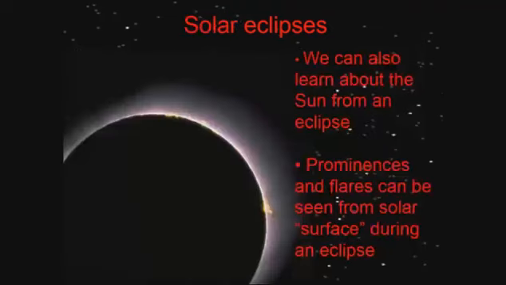You can also learn about the sun from a total eclipse. Here you can see flares and prominences coming up from the surface of the sun that you wouldn't normally see because the brightness of the sun had blocked them out. We'll talk about flares in a little bit more detail when we get to talking about the sun with respect to it being a star.